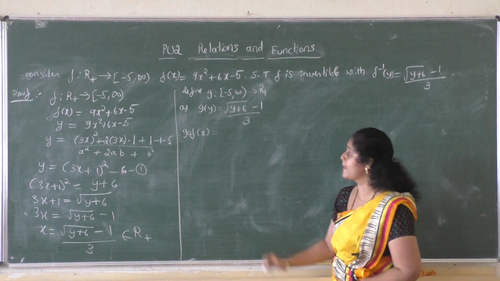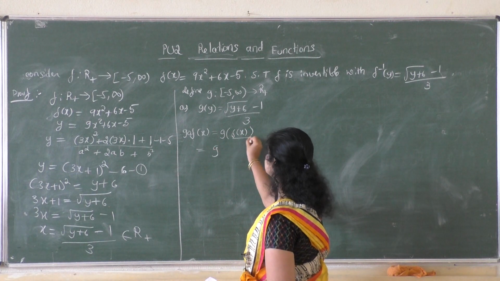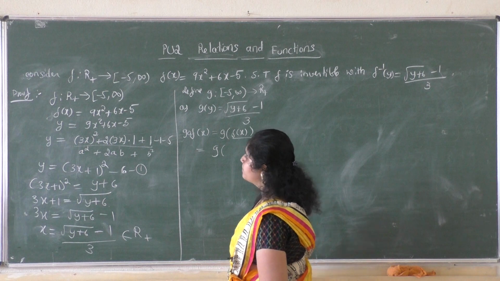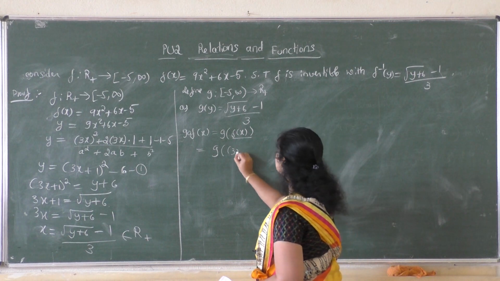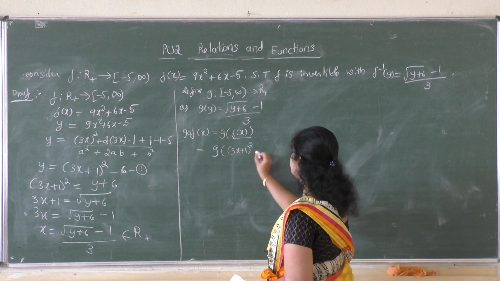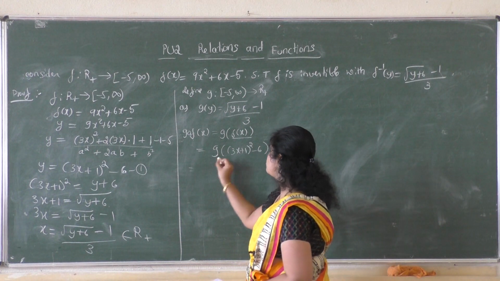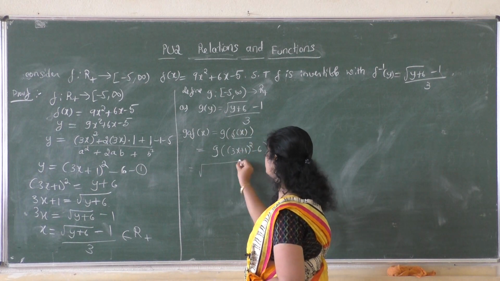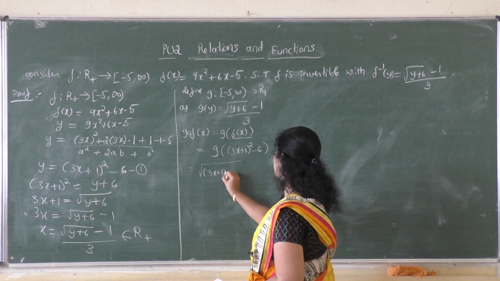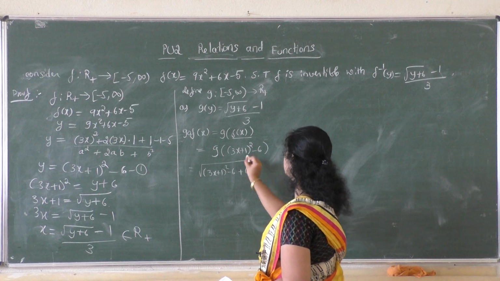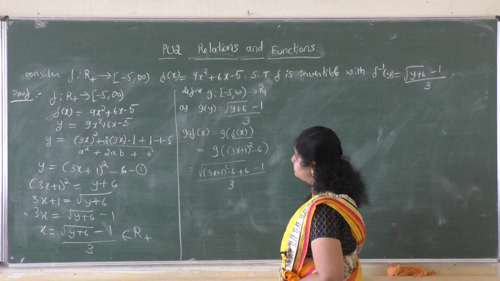So g of f of x is equal to g of f of x. What is f of x? f of x is (3x plus 1) whole square minus 6. From 1 we write (3x plus 1) whole square minus 6, that is f of x. Now this is equal to g of y. So g of y is square root of y plus 6, that is equal to ((3x plus 1) whole square minus 6 plus 6, minus 1), whole divided by 3.